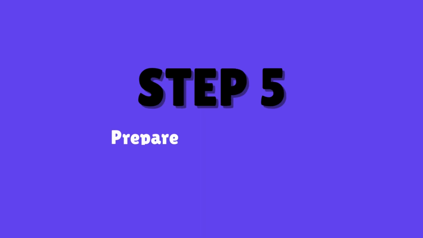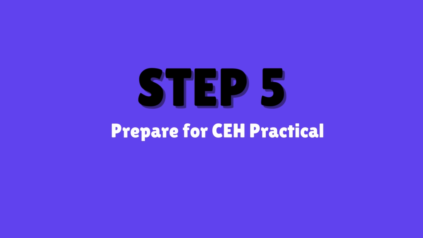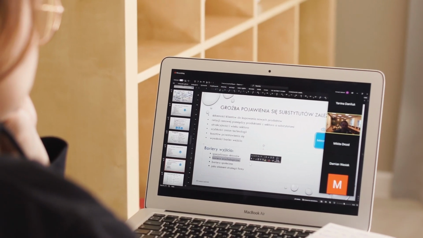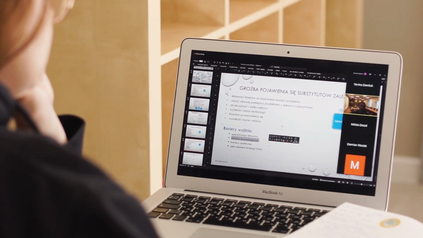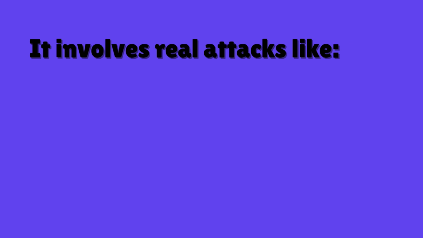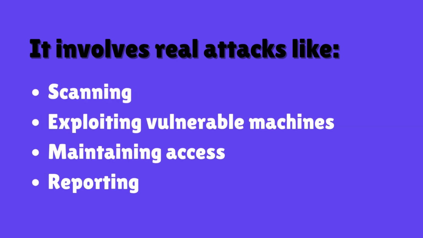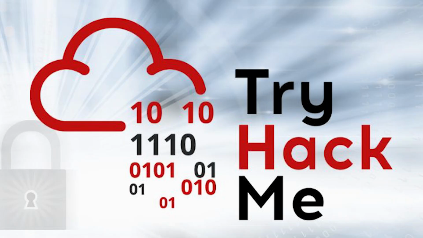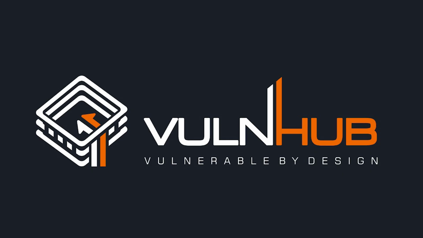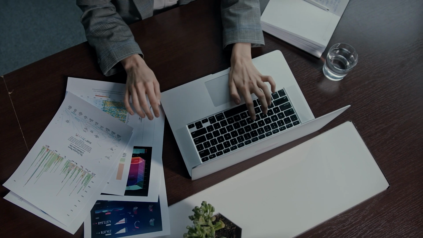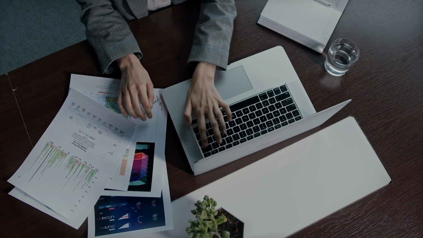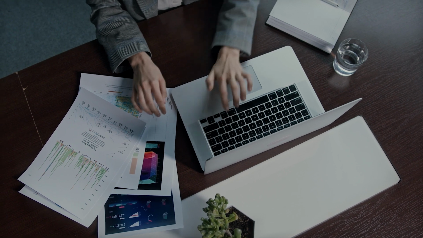Step 5. Prepare for CEH Practical. If you're doing CEH Practical, it's a 6-hour, hands-on lab exam. It involves real attacks like scanning, exploiting vulnerable machines, maintaining access, reporting. Practice on TryHackMe, Hack The Box, or VulnHub. Build a mini-lab using Kali plus vulnerable VMs like DVWA or Metasploitable.